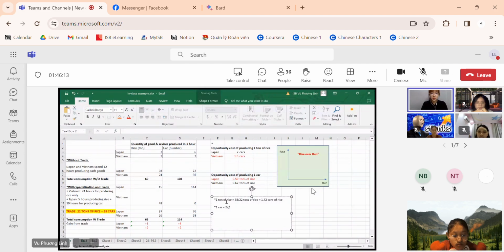Okay, and if we consider one car basis, we can take 22 divided by 38 tons of rice. Okay, tons of rice. Let's see, this is not tons of rice, but this might be car here. Give me a second. Right, car here and car here. It's when we convert on one basis.